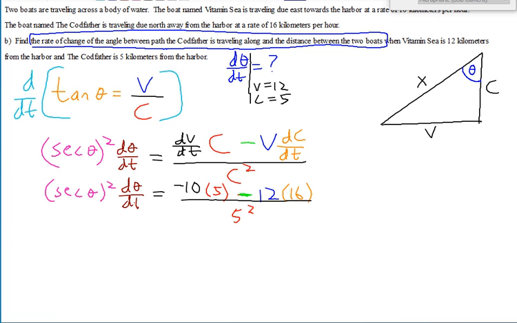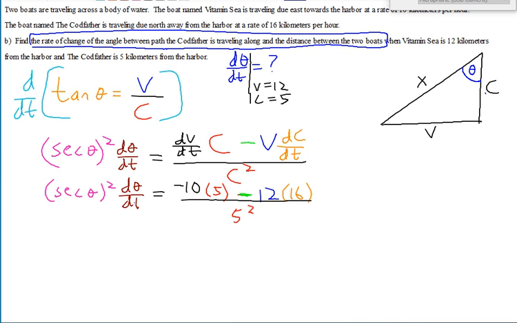So we're trying to solve for d theta dt. It looks like we've got everything on the right side of the equation, but it looks like we're missing theta. However, notice with 5 and 12, this is not a 30, 60, 90 or 45, 45, 90 triangle, so you can't easily find theta that way. However, we don't actually need theta. Notice we just need the secant of theta, and that we can figure out.